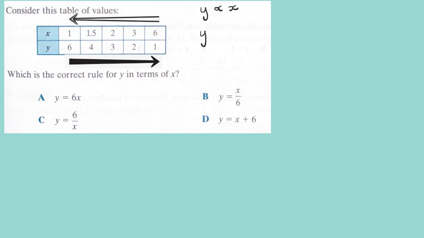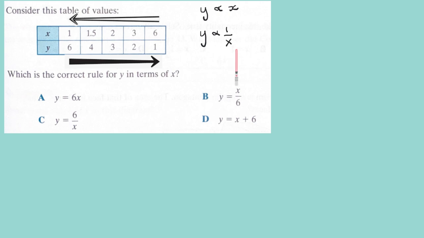We have the situation where the y values are proportional to 1 over x. We say y is inversely proportional to x. In other words, when x gets larger, y gets smaller.